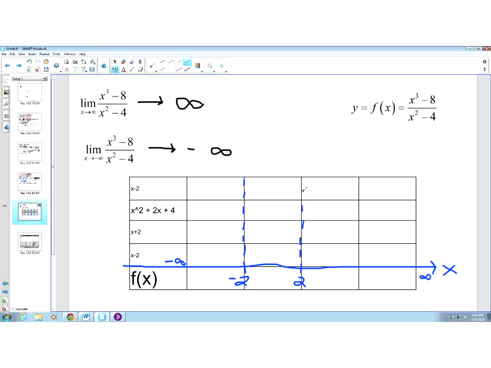So why don't I take the time right now to specify the domain. The domain of f of x is equal to x such that x doesn't equal 2 and x doesn't equal negative 2.